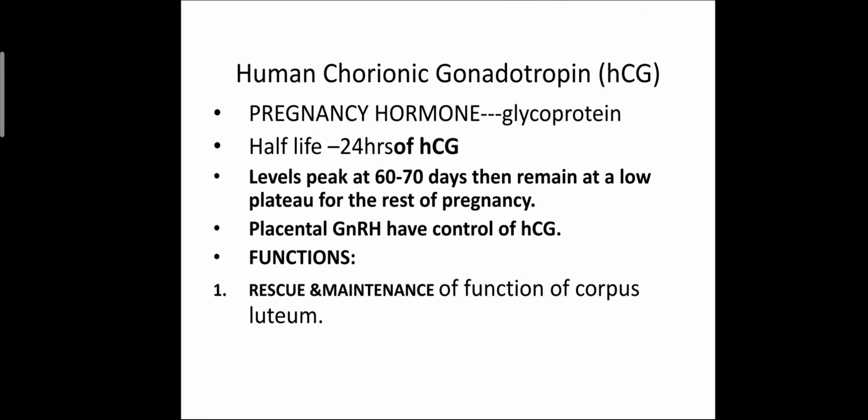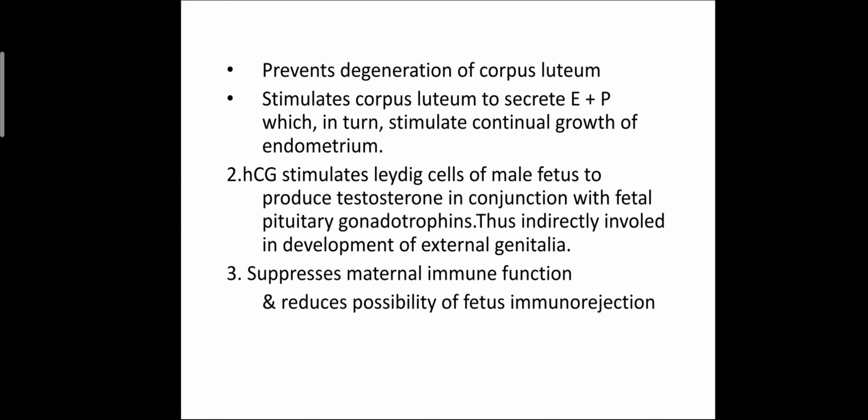Human chorionic gonadotropin is also known as the pregnancy hormone. It is a glycoprotein. Half-life is 24 hours. Level peaks at 60 to 70 days, then remains at a low level throughout the pregnancy. Placental GnRH has the same control as HCG. The function of human chorionic gonadotropin is to maintain the function of the corpus luteum. It prevents the degeneration of the corpus luteum.